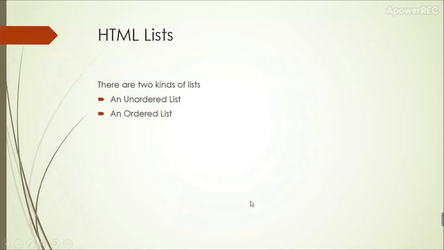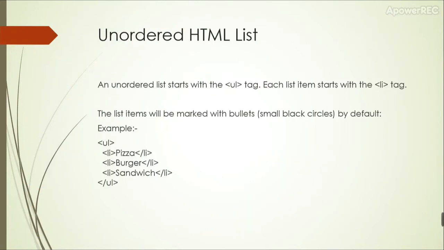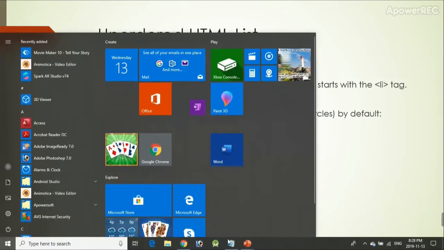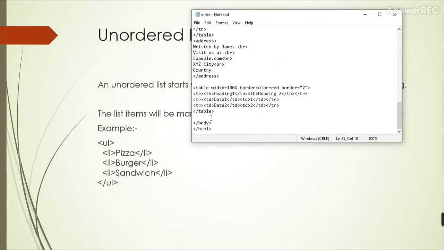Next one is HTML list. There are two kinds of list, an unordered list and an ordered list, which we use in HTML. In an unordered list it starts with the UL tag and each list item starts with the li tag. I will show it with an example.